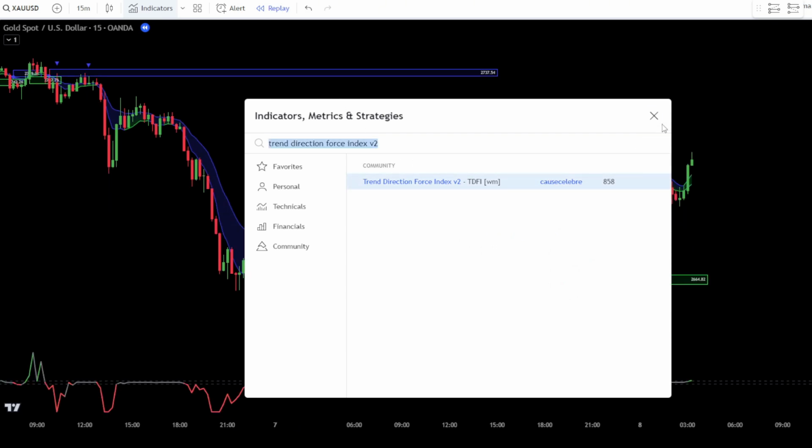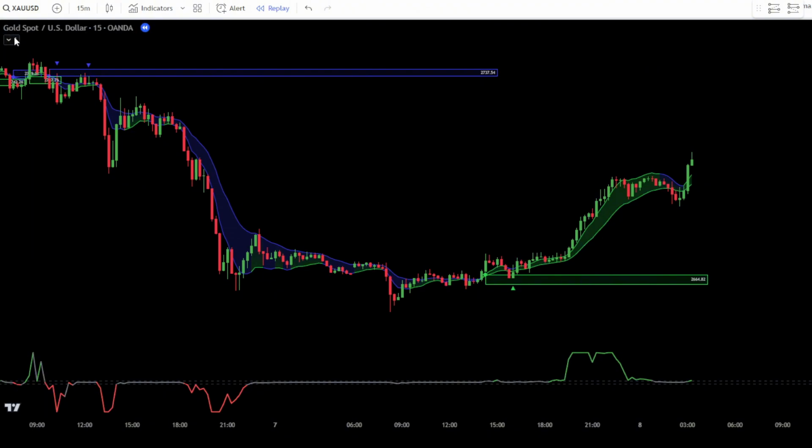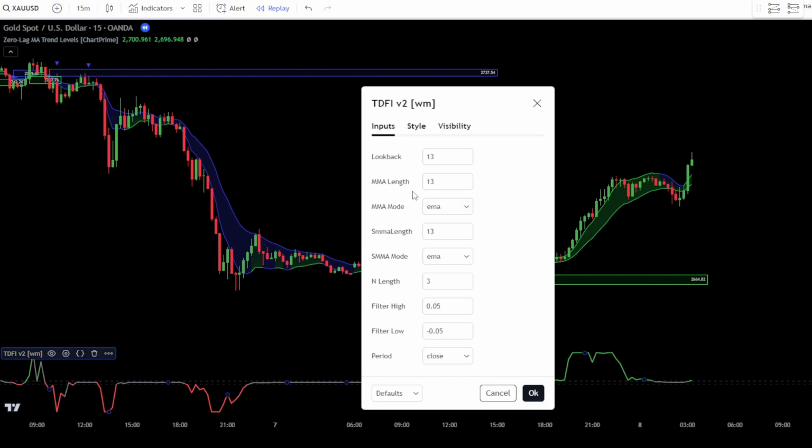Next, make some adjustments to the Trend Direction Force Index settings. Open the Indicator Settings tab. Change the lookback value to 10. Change the MMA length value to 10. Click OK to save the changes.